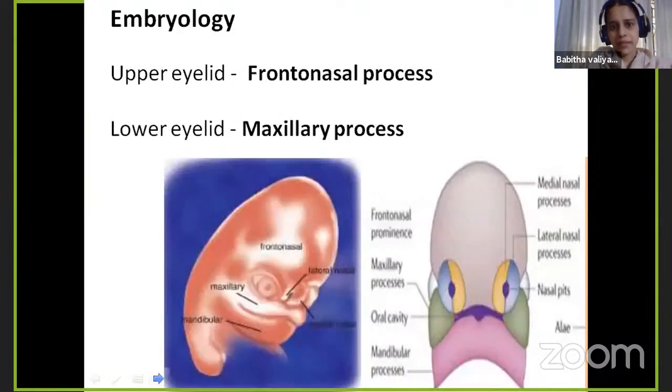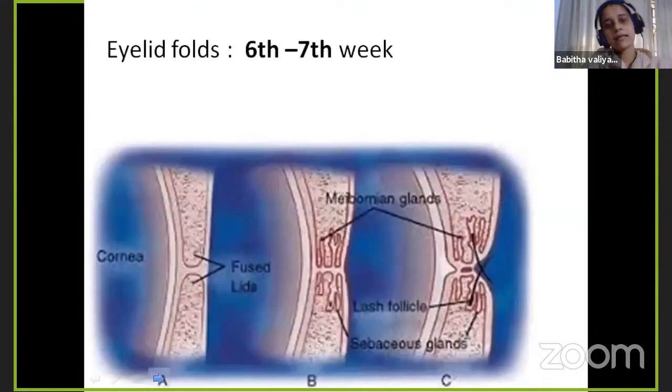First, we can discuss the embryology of the eyelid and congenital anomalies. Embryologically, the upper eyelid develops from the frontonasal process and the lower lid from the maxillary process. The upper eyelid fold appears in the frontonasal process and the lower lid fold in the maxillary process by about the 6th to 7th week of gestation.